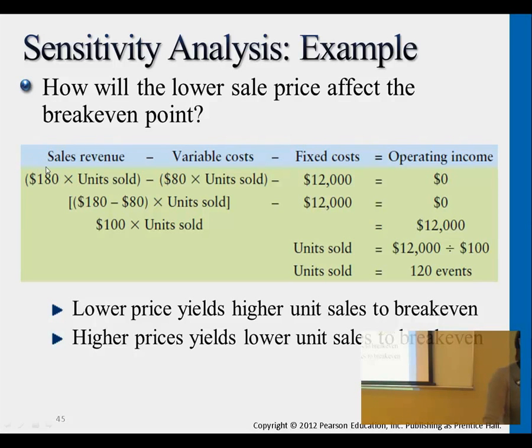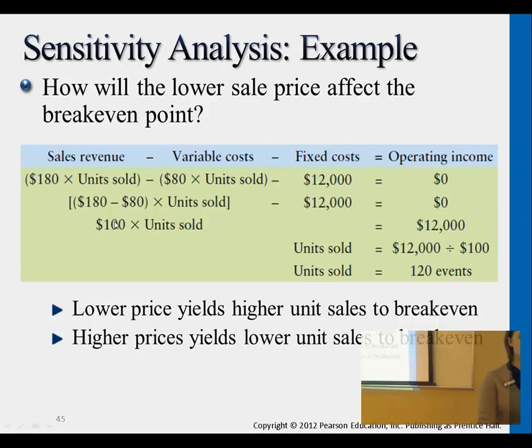So we have $180 per unit. That's our sales revenue. We also have variable cost that we identified at $80 multiplied by units sold, and we also found that our fixed cost is $12,000. That's the same problem about the events, right? Our operating income is again stated as 0. So the what-if scenario, as we said, is the sensitivity analysis. So let's look closely at what's happening here.